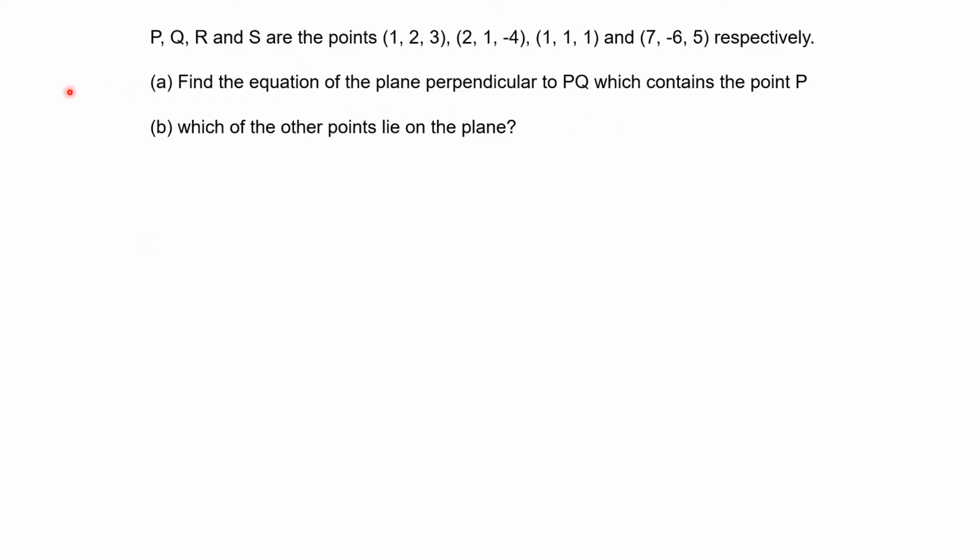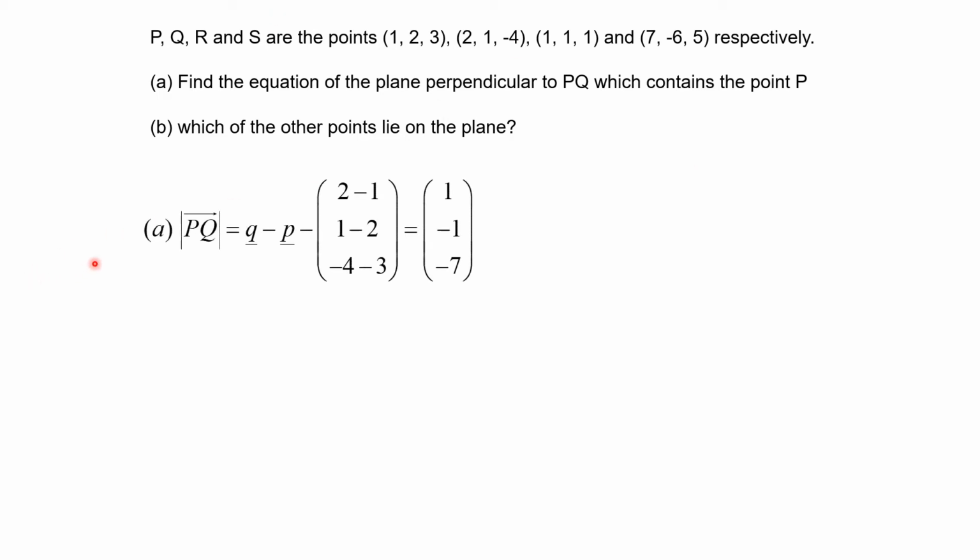So for example, if you are given 4 points, which are P, Q, R, and S, and you're required to find the equation of the plane perpendicular to PQ, which contains the point P. In order to find an equation of a plane, you need two things. The first thing is you need a vector which is normal to the plane. So here it says find the equation of the plane perpendicular to PQ. If it's perpendicular to PQ, then vector PQ will be the normal to the plane. Your first step would be finding the vector PQ, which is normal to the plane.